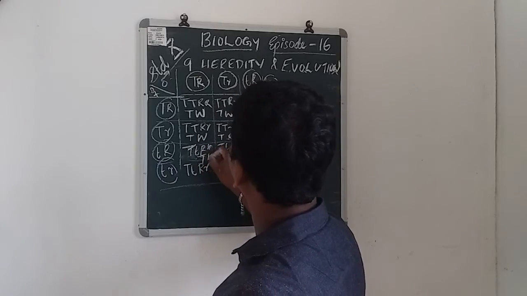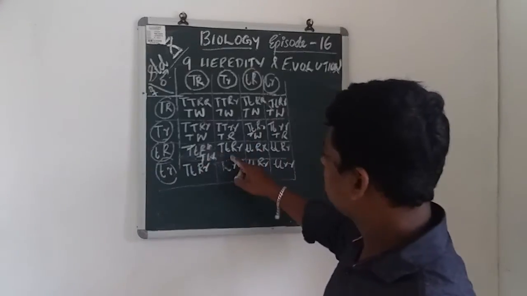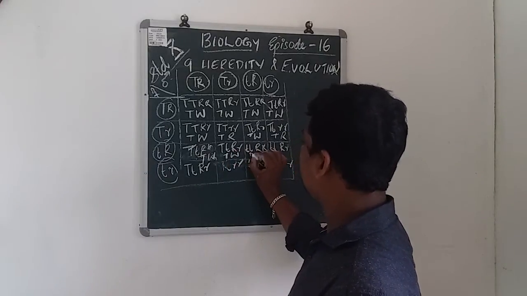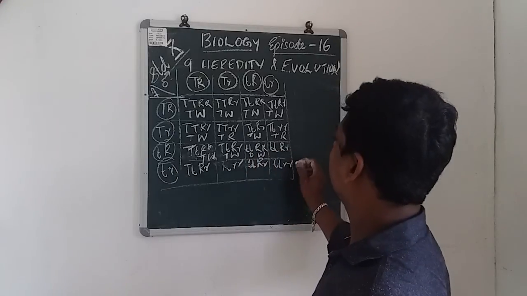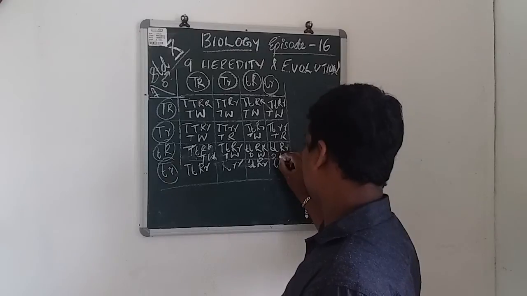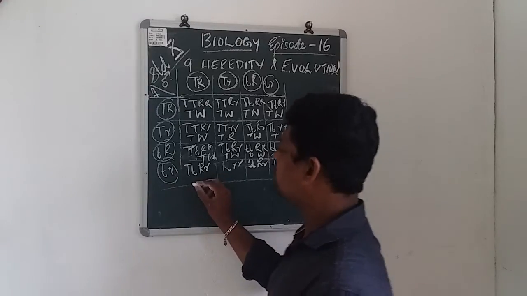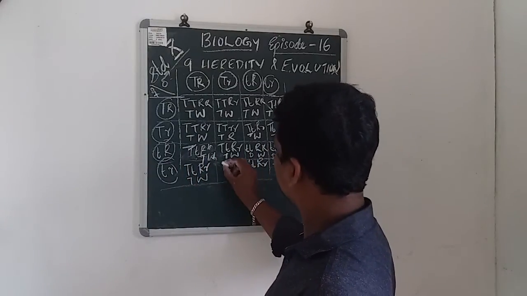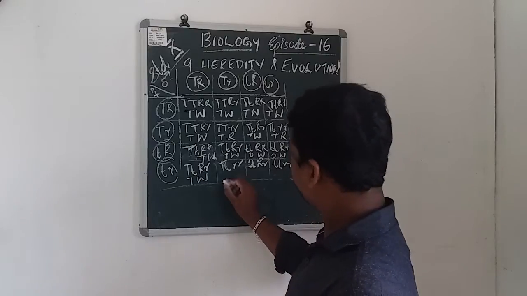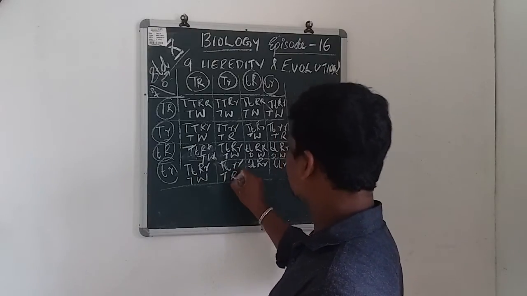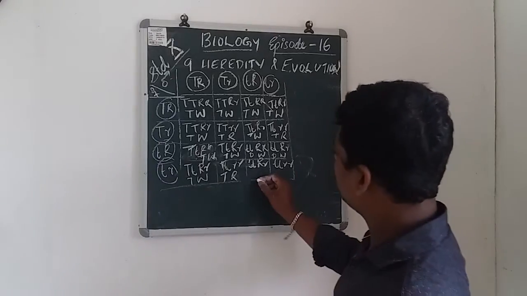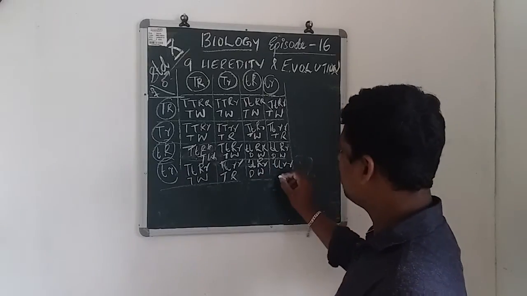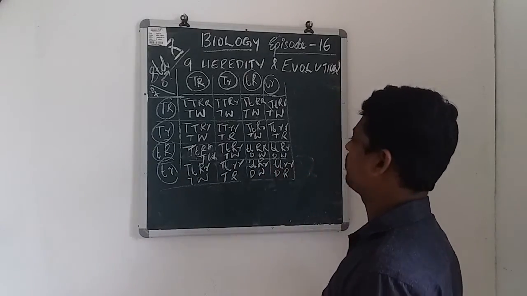Capital T, capital W, and this one TW, and this one DW, this one DW, this one TW, this one T rose, this one TW, and this one D rose.